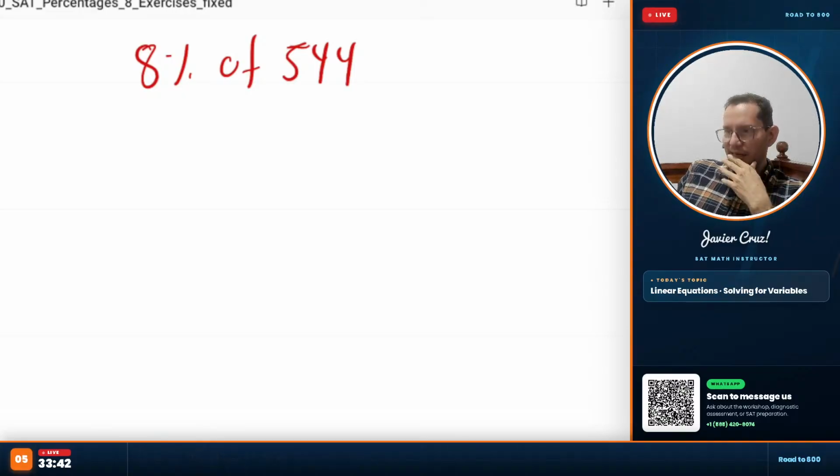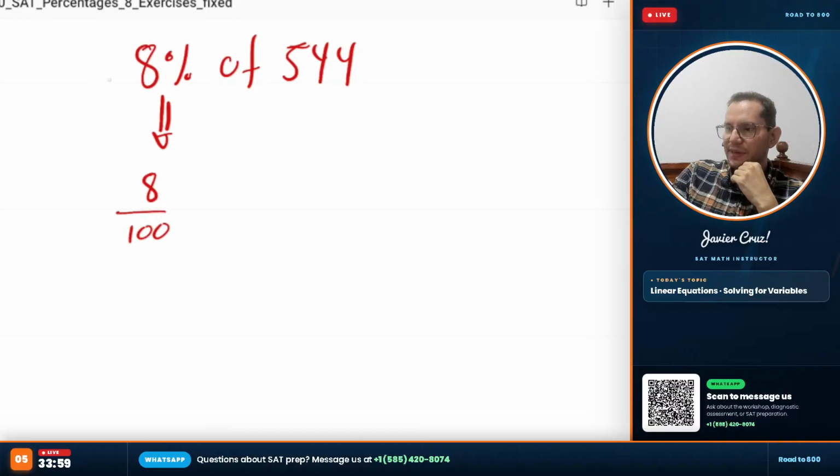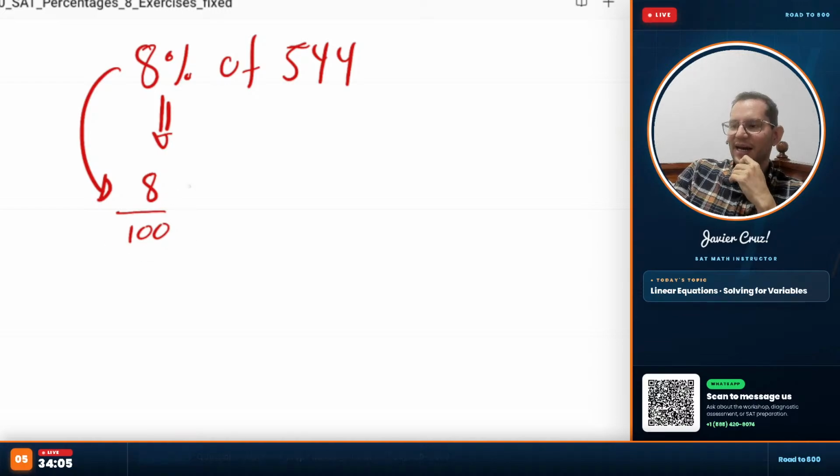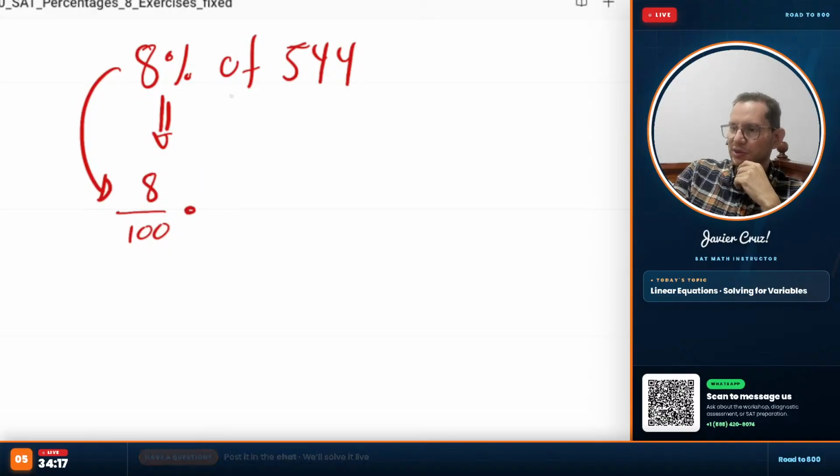So there is a technique to find it. If you find the percent of a number, you just multiply the number. The 8% could be rewritten like 8 over 100. It means 8%, that the number 8 is divided by 100. So the word "of" means times. So it could be really 8% times 544.